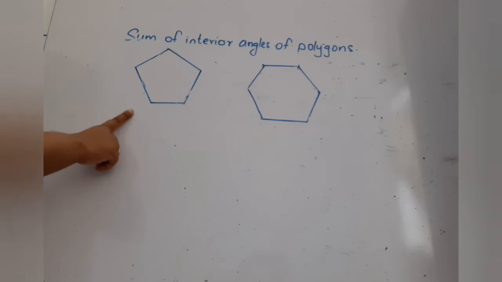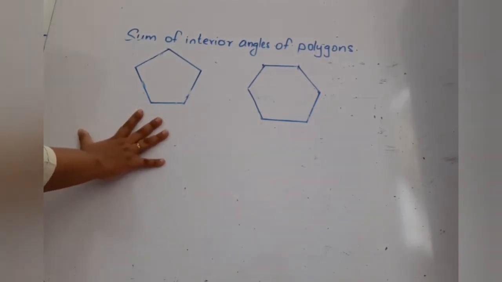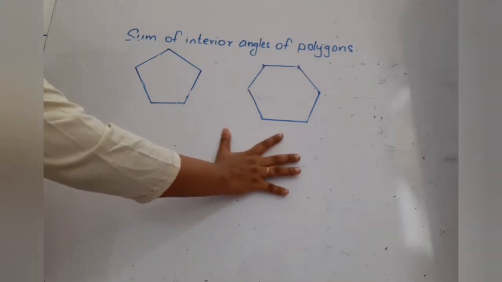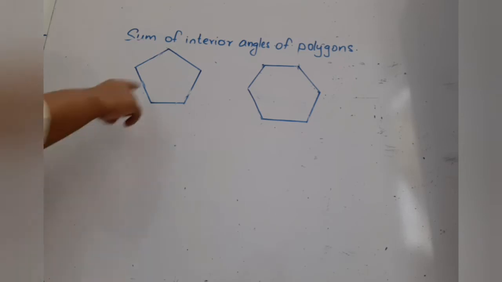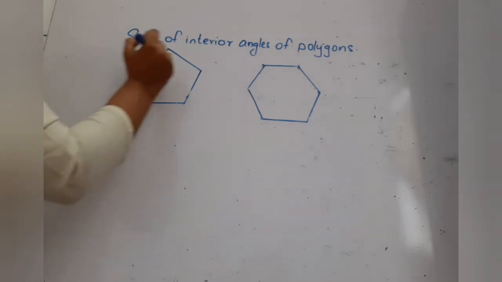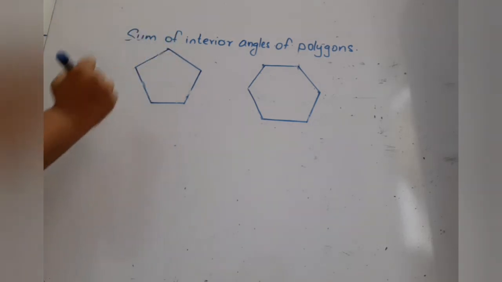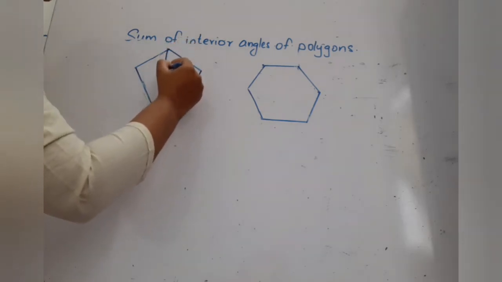Now I have drawn a pentagon and a hexagon. You know a pentagon has 5 sides and a hexagon has 6 sides. Let us find out the sum of the interior angles for the pentagon first. In order to do that, I am going to separate this pentagon into triangles. I am going to join the vertex points like this.